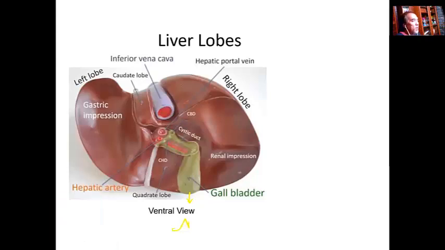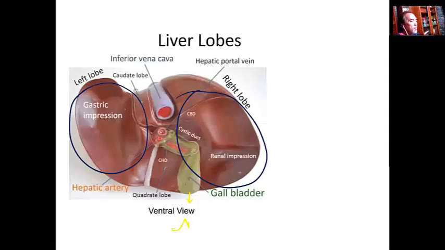Okay, so now I'm going to confirm right lobe bigger, left lobe smaller. The gallbladder is mostly at the right lobe. The stomach most likely will be at the left lobe. That's the reason it's called the gastric compression. So this is left lobe, right lobe, quadrate, caudate.